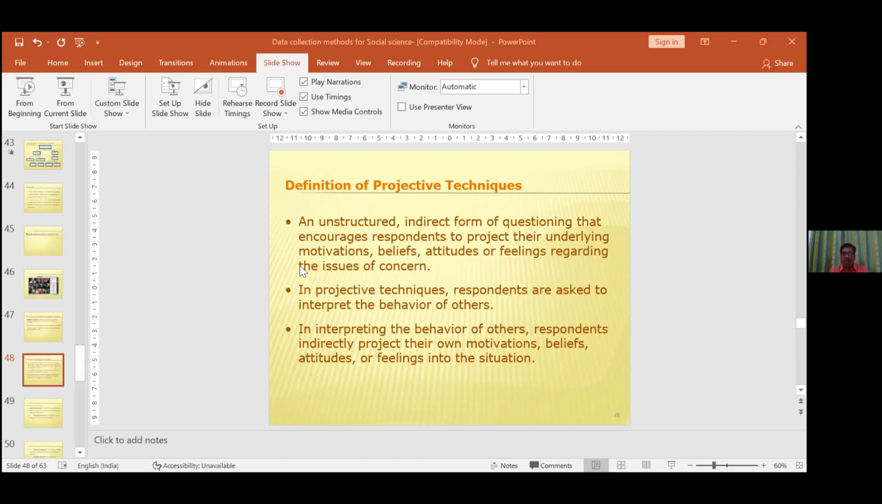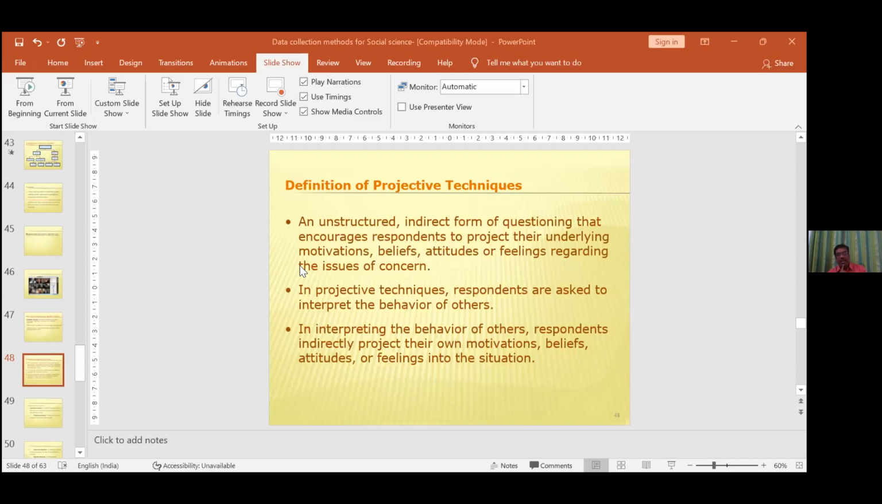Belief system plays a very, very important role. We cannot change the belief system of the people immediately. I would like to know the attitude, or the feelings of the particular person relating to the particular product or particular issue. How can I collect the data? I can collect the data through the projective technique. What is a projective technique?